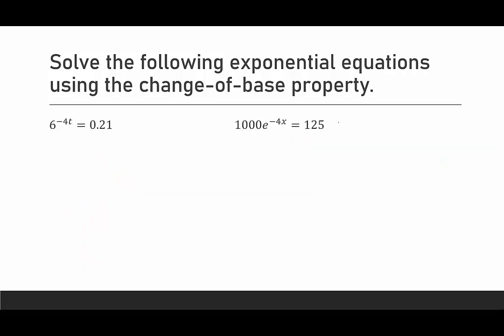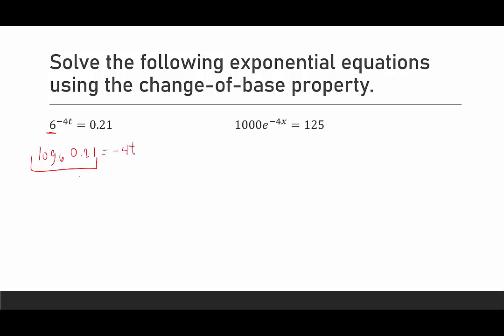Okay, a few more examples of applying the change of base property. So here we have the base all by itself. The exponent has some stuff going on. There's nothing we can do about that. But we can put it immediately into logarithmic form. This would be log base 6 of 21/100 is equal to negative 4t.